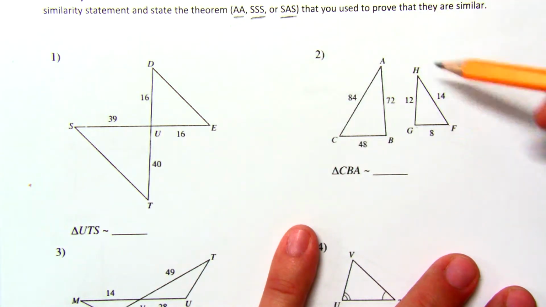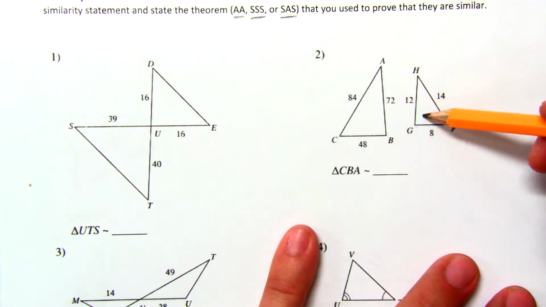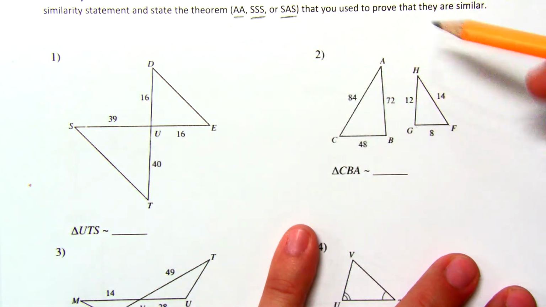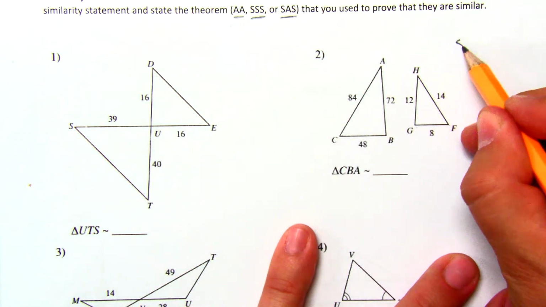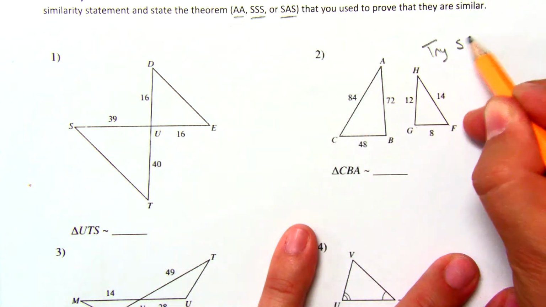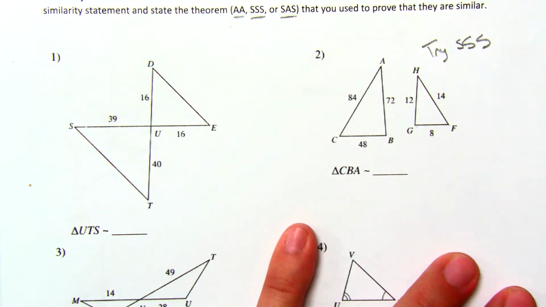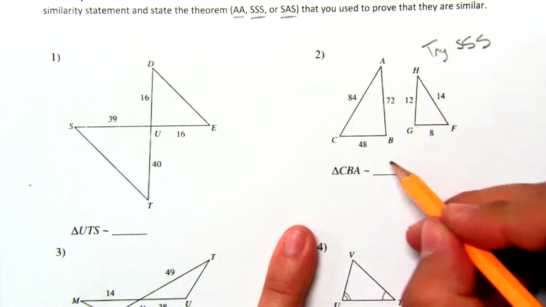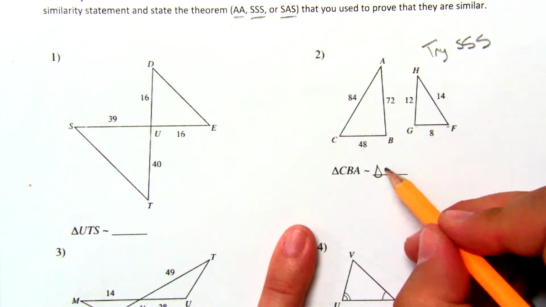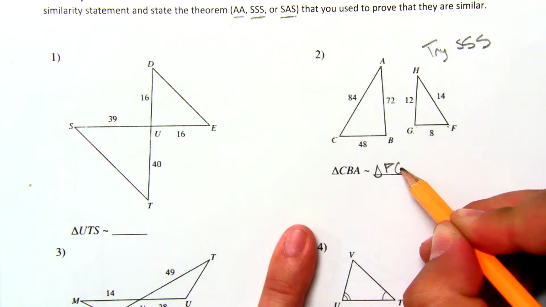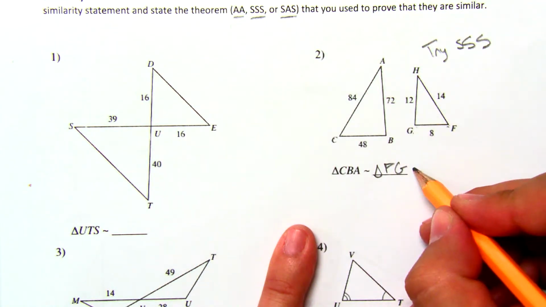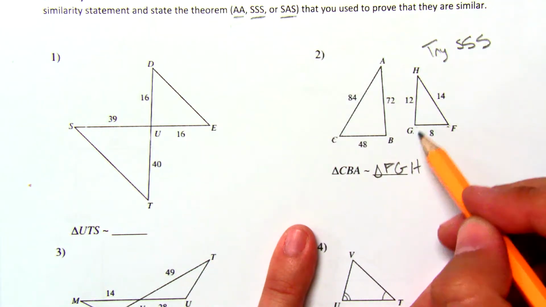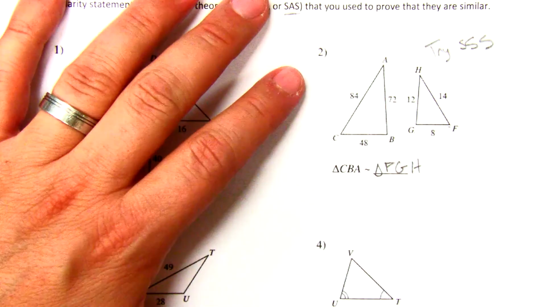What theorem would we use to figure out that they're similar? Well, we don't know anything about angles, right? It only tells us about sides. So we're going to try side, side, side similarity. We're going to try to show that CBA is similar to, so C goes with F, B goes with G, A goes with H. So CBA is similar to FGH. We're going to try to show that by SSS.